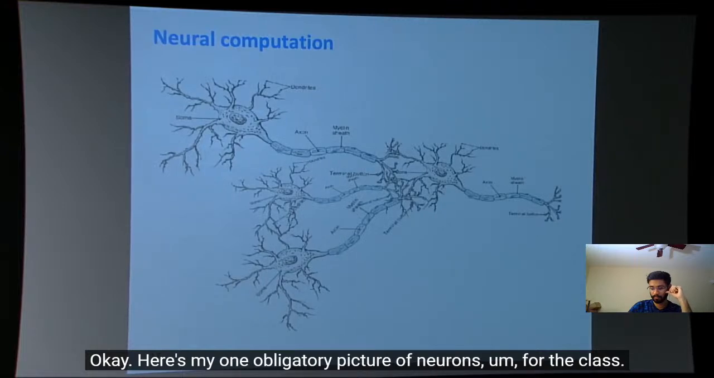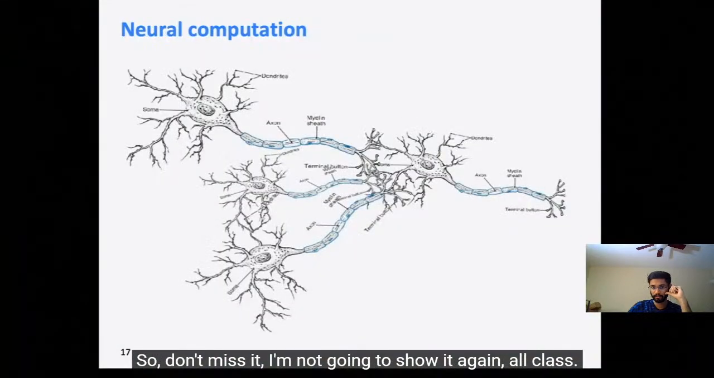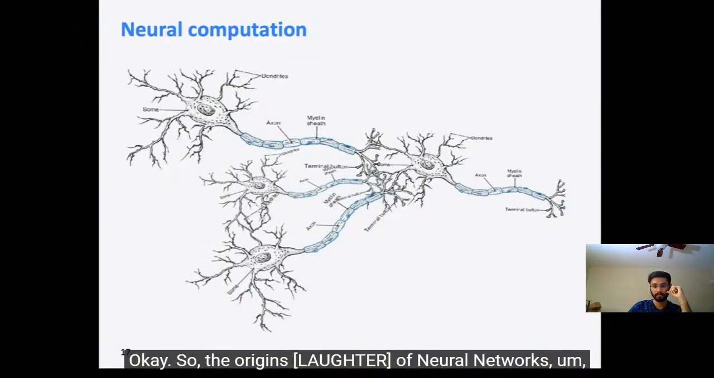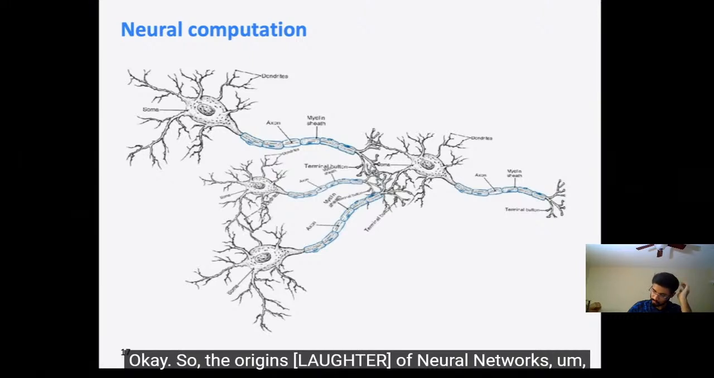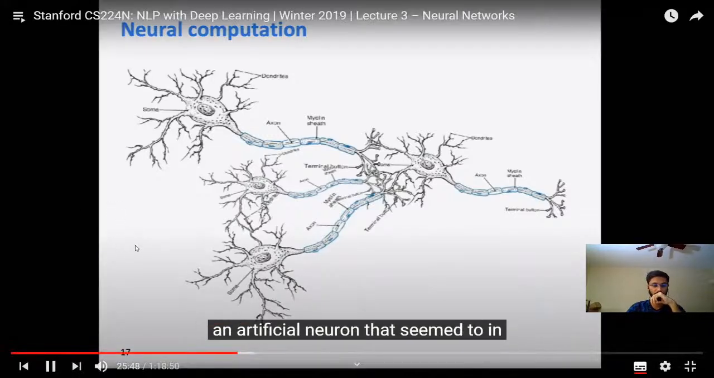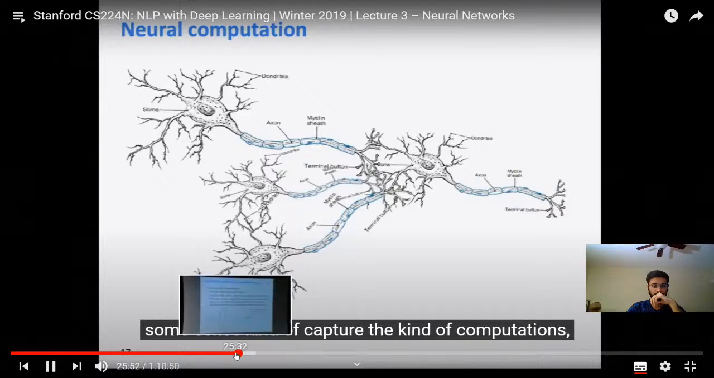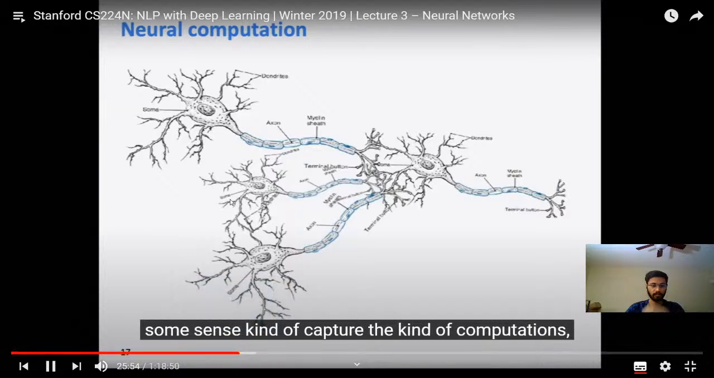Here's my one obligatory picture of neurons for the class. So don't miss it. I'm not going to show it again all class. Okay, so the origins of neural networks was in some sense to try and construct an artificial neuron that seemed to in some sense kind of capture the kind of computations.